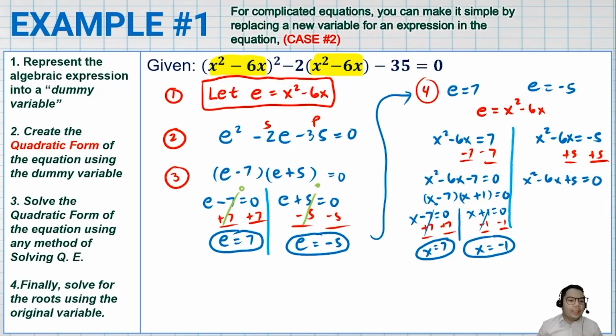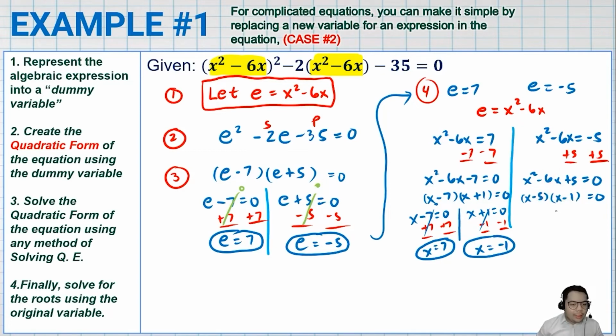Gagawin din natin to sa right side. So, magiging x squared minus 6x plus 5 is equal to 0. So, factoring ulit tayo. Ano yung factors na may product na 5 and may sum na -6? So, that will be x minus 5 and x minus 1. Diba? -5 times -1 is +5. -5 plus -1 is -6.